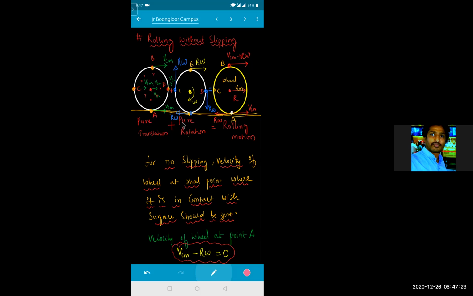Pure translational plus pure rotation. If the two of them are vectors, when I add both of them, the resultant motion we are calling a rolling motion. Is it clear? Now see, in pure translational motion, each and every particle is always moving in the front direction only, with VCM.